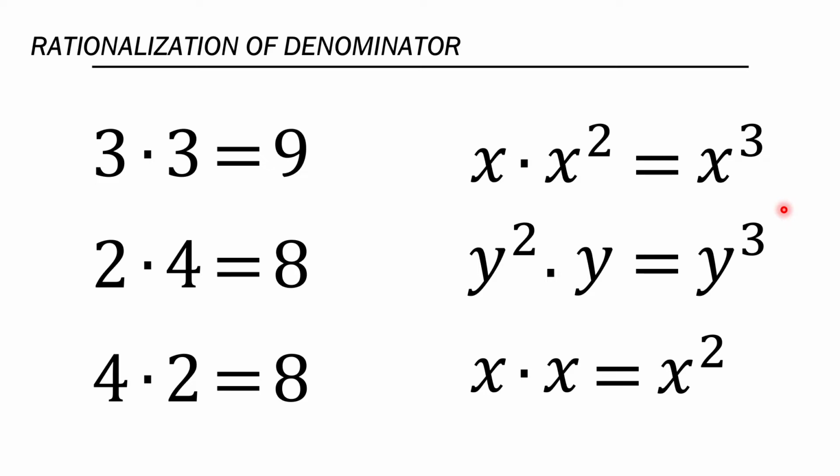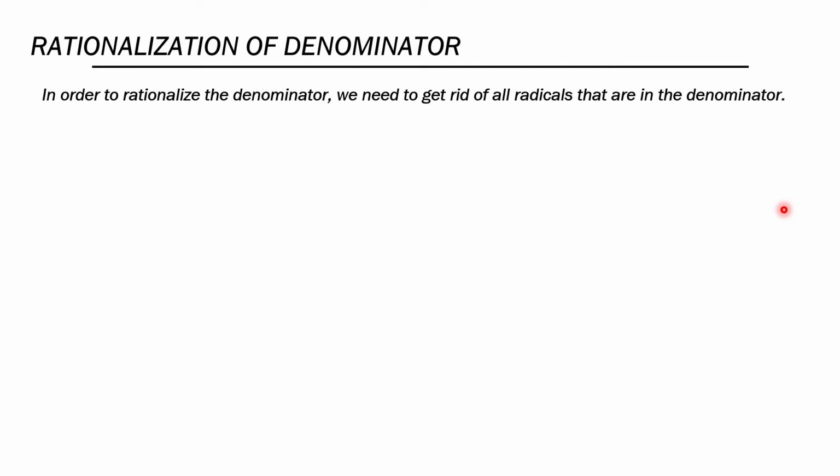Okay? So, we will now proceed in rationalizing denominator. So, according to this, in order to rationalize denominator, since merong denominator, this is a fraction. We need to get rid of all radicals that are in the denominator. So, meaning, dapat sa fraction natin, wala tayong radical as denominator natin. Kasi, pag meron yan, dapat i-rationalize natin. So, ito yung purpose bakit tayo magra-rationalize, no? To get rid of the radicals sa denominator natin.